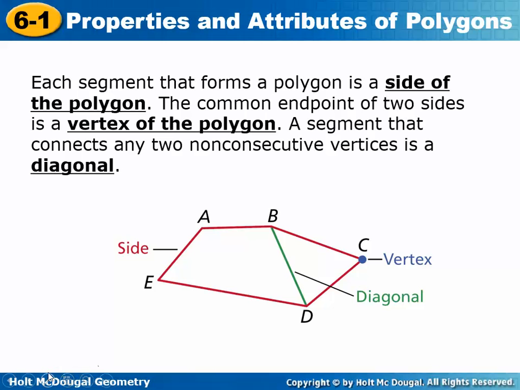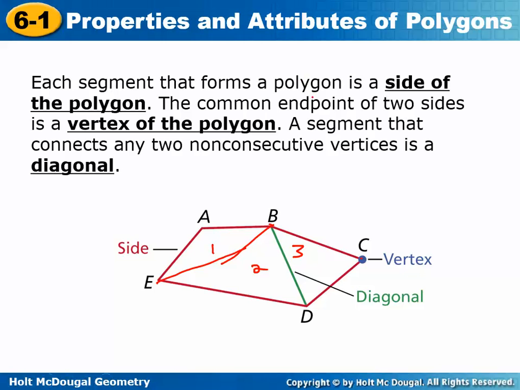So when I draw, if I pick B to be my common vertex here, then I can't really draw a diagonal from B to C because I would just retrace the side of the polygon. So I draw one from B to D, and I could draw one from B to E, and I can't really draw one from B to A. So this polygon has 2 diagonals, and it created 1, 2, 3 triangles when I did that.